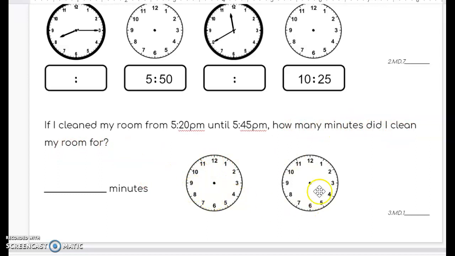I gave you 2 clocks here to help you figure out this problem. You can draw with hops, or you can even make your own number line down here to help you. But when you're done, please make sure you write how many minutes this person cleaned their room for right here. When you're done, please turn it in.